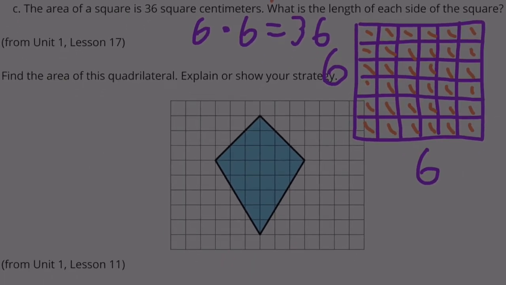The area of a square is 36 square centimeters. What is the length of each side of the square? The length of each side of the square is 6.